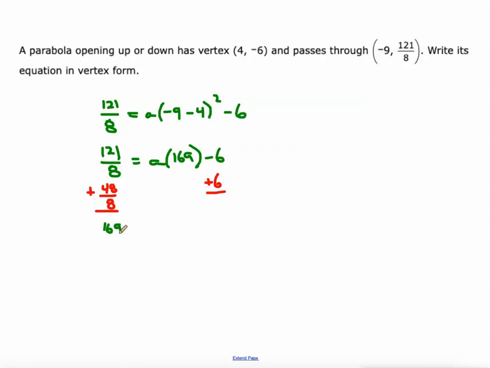So it's 169/8. That's 121/8 plus 48/8 is 169/8 equals a times 169. And then to get rid of that 169, I'm going to divide both sides by 169, but actually I'm going to look at it as, I'm going to multiply by the reciprocal, 1/169. Because that's a little bit easier when I go over here to do it. And you can just see that 169s, those cancel out as well, and just leave us with an a value of 1/8. So since our a value is 1/8, we can write our equation now.